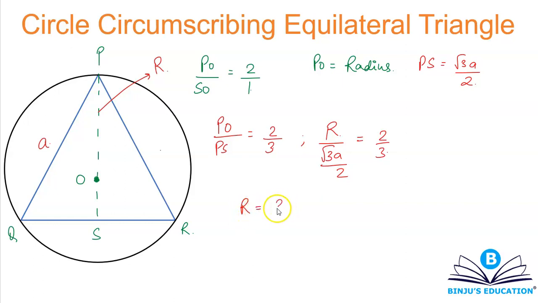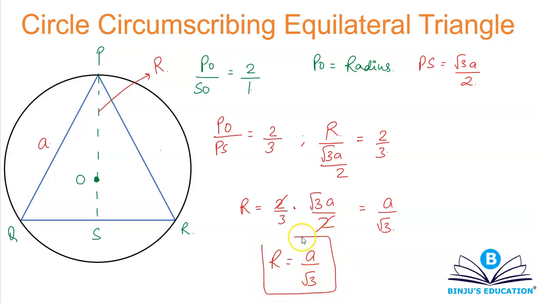So R is 2/3 into root 3a by 2. Cancel these two 2's and this will become a by root 3. So the radius of the circle is side divided by root 3 units.